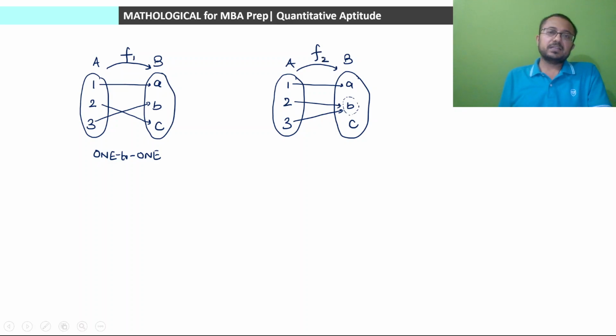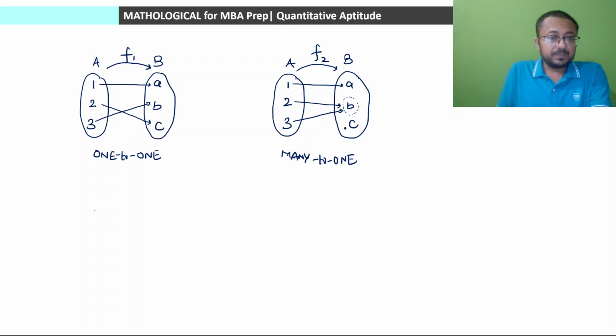This is also a function, but in this function, one element of set B is connected to more than one element of set A. So this is a many to one case. This function is known as many to one function. Function it is, but this is a many to one function. Also in this case, element C in set B is left out, isn't it? So that is left out, but that is fine. Still it qualifies as a function. No problem with that. Okay.